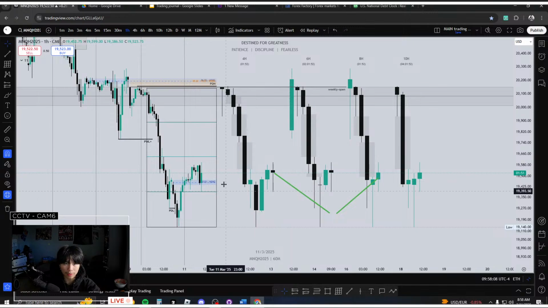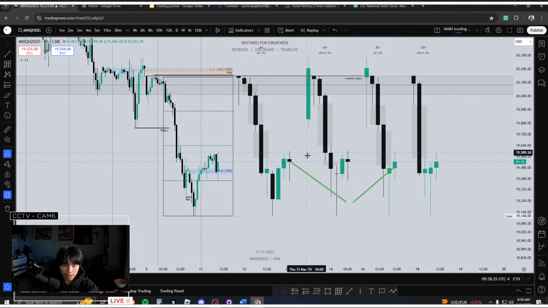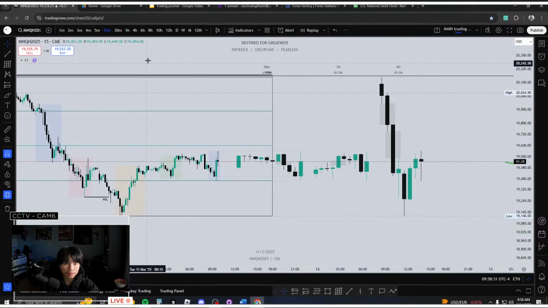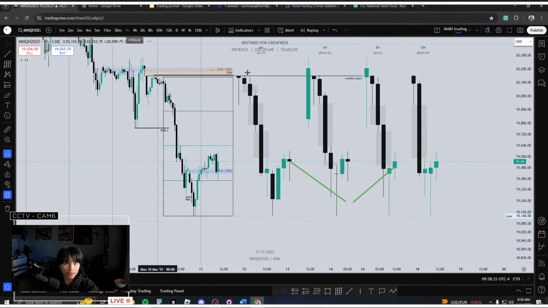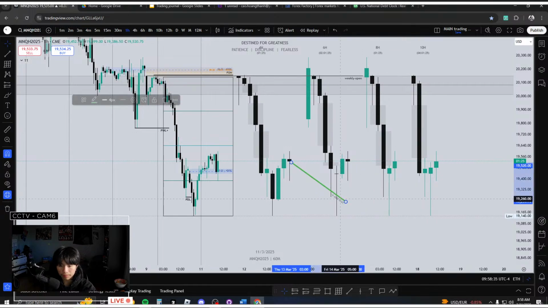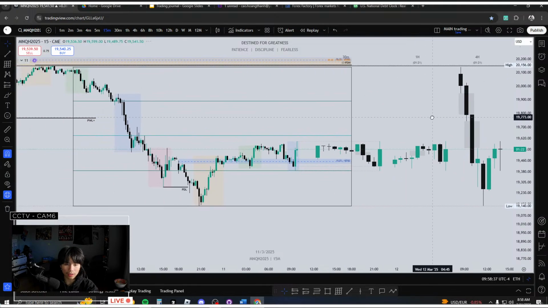I can't really select the buys here. It's too unclear with the way that we're closing here. The only thing that I can anticipate is that we're going to continue to rebalance inside this 8-hour inefficiency here. And yeah, it's just rather interesting, right? Let's take a look at the 15-minute time frame.